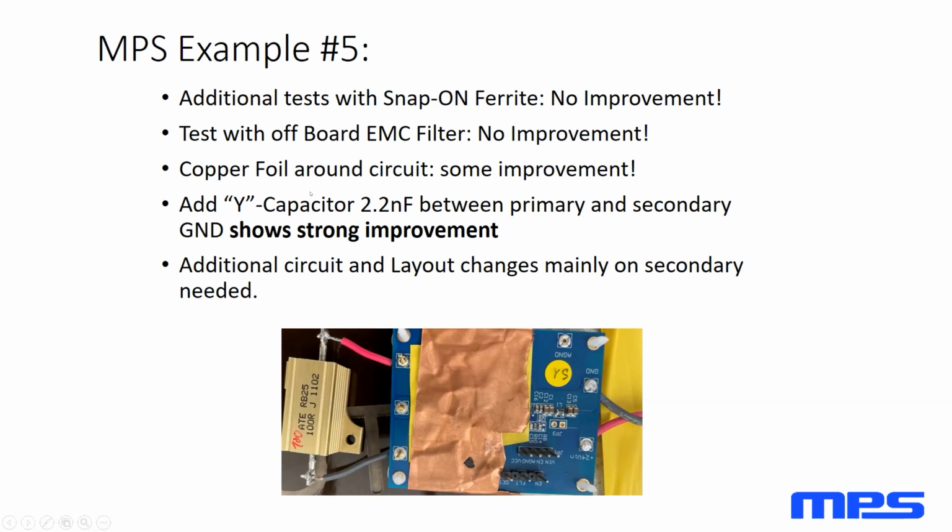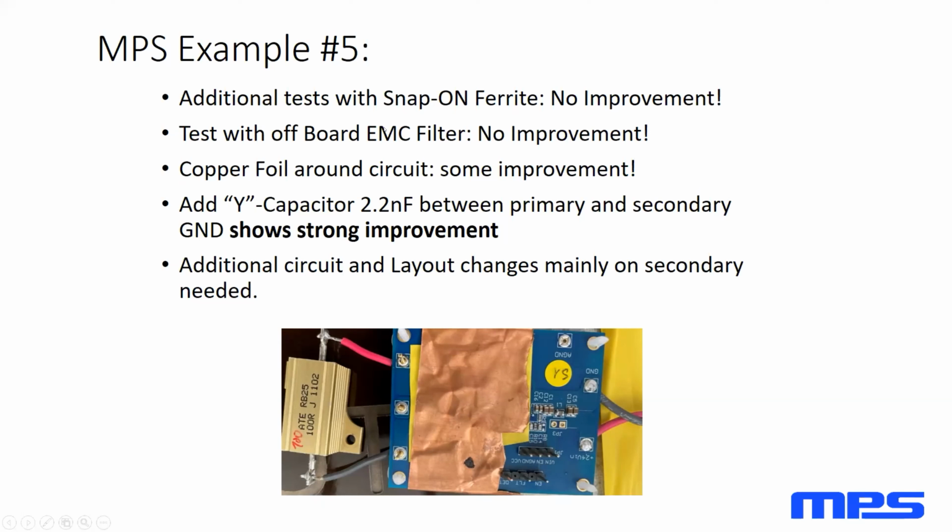We added a Y capacitor between the primary and secondary ground. Again, this was an isolated power supply, so each side is going to have its own ground, and this showed a strong improvement. Another thing we can look at is that it very much looks like we have the I configuration instead of the T on the input filter side. So we have identified some other layout changes that we're going to implement on the next board revision.